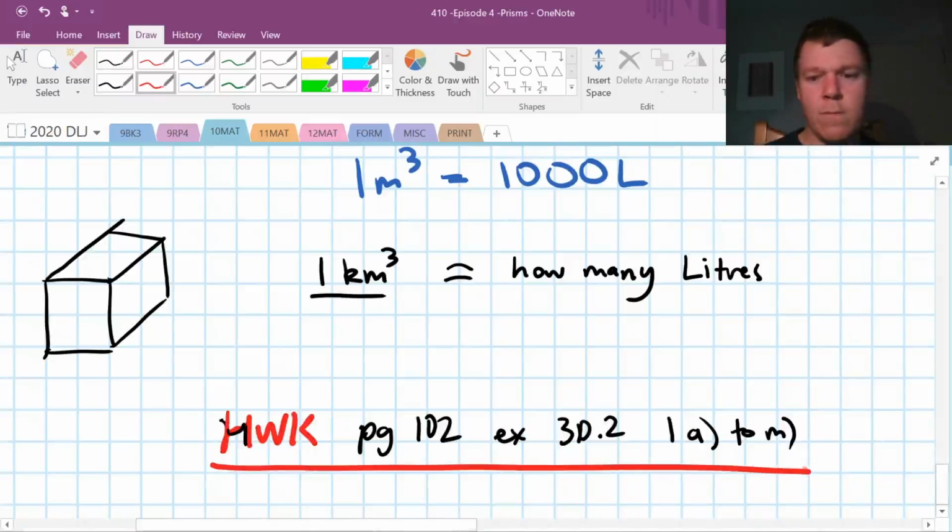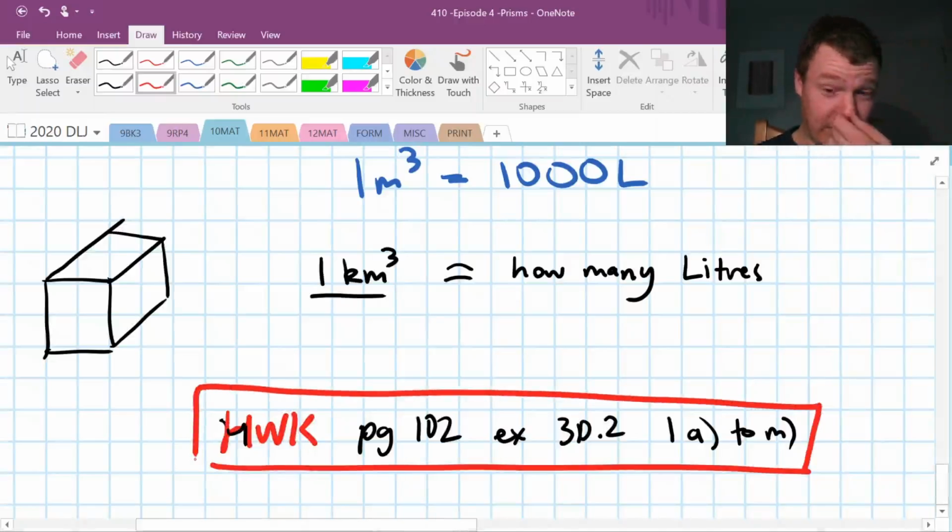Homework. These questions are all prisms.